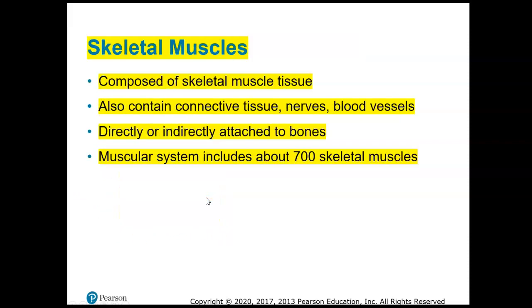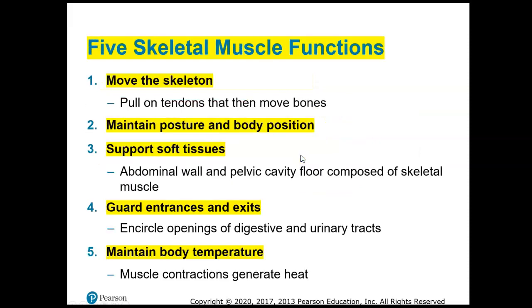Cardiac muscle is found in the heart, and skeletal muscles are found within the muscles that connect to our bones that help us to move. So skeletal muscles are composed of skeletal muscle tissue, but also they contain connective tissue, nerves, and blood vessels, and they are directly or indirectly attached to bones. The connective tissue that attaches muscle to bone, remember, is called a tendon. And the muscular system includes about 700 skeletal muscles total. You don't have to learn all of them, but that's how many there are.